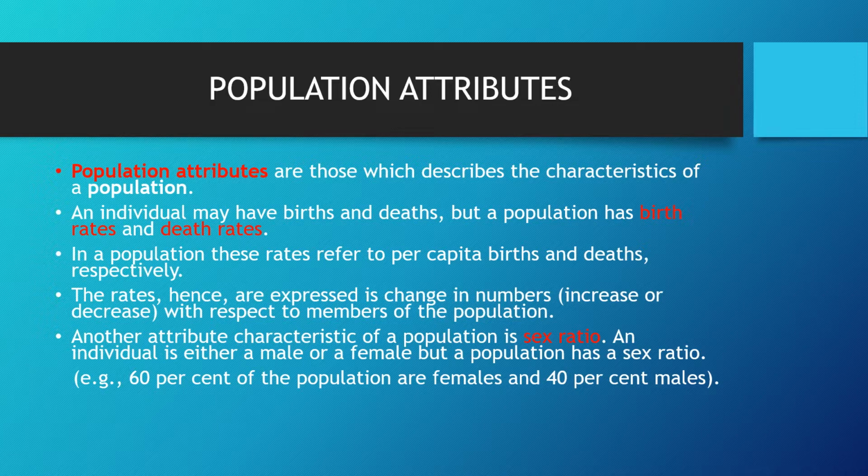Another attribute is sex ratio. An individual is either a male or a female, but a population has a sex ratio. For example, 60% of the population are females and 40% are males.